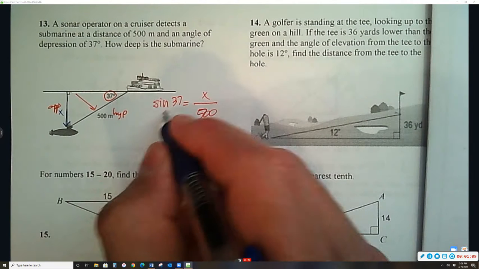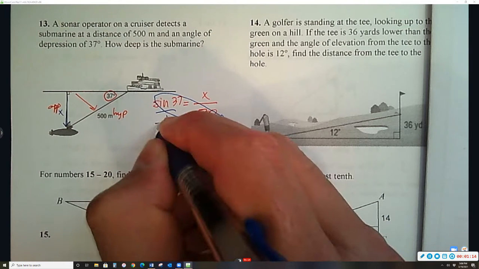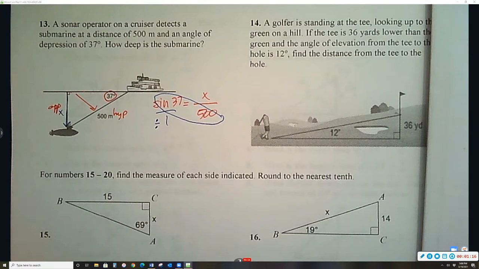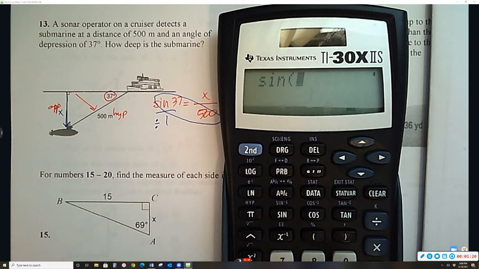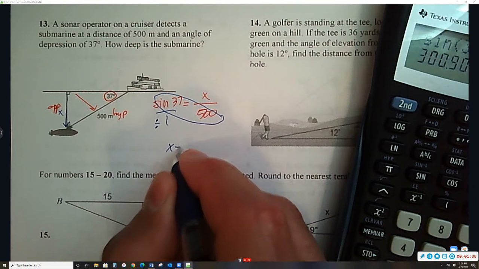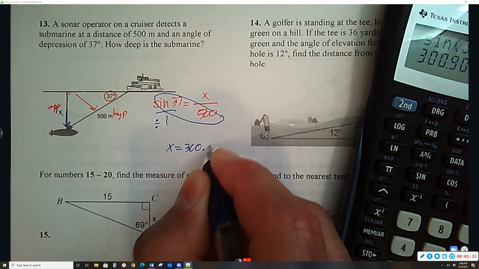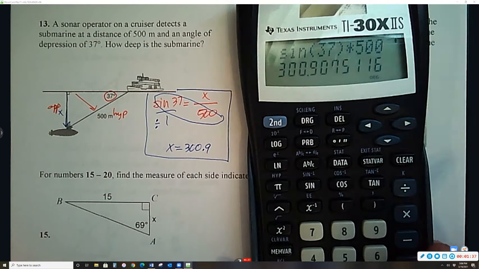That's an easy proportion to solve. Easy because we have a calculator. Sine of 37 degrees times 500 divided by 1. So that's 300.9.